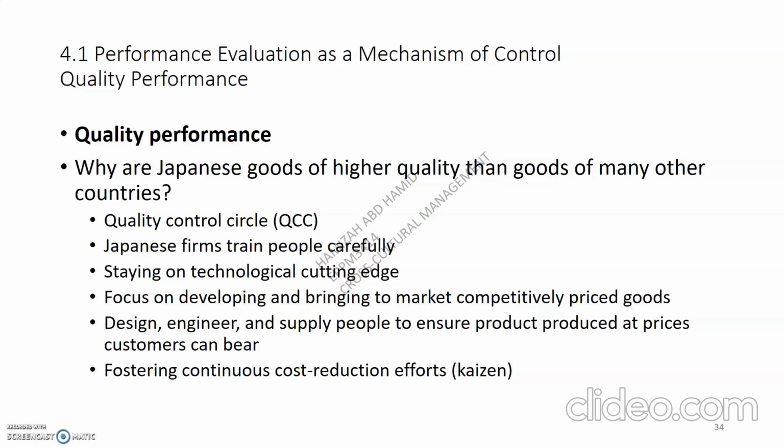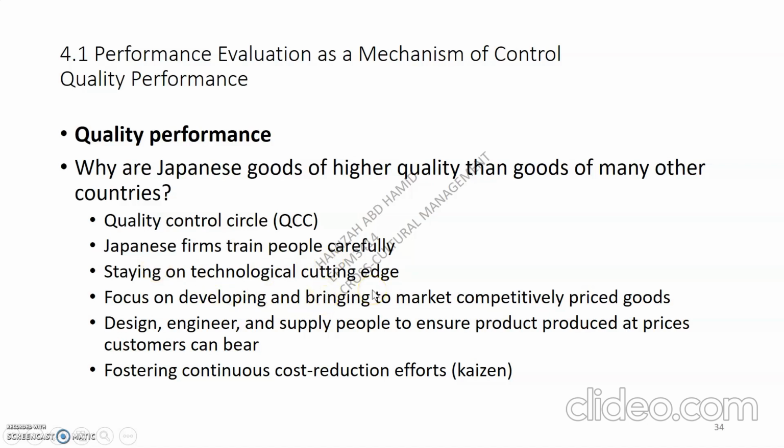Performance evaluation is also a mechanism of control, especially for quality performance. Think about why Japanese goods are perceived as higher quality than those of other countries. They have a quality control center. Usually, Japanese firms train their people carefully, and they also stay on the technological cutting edge.